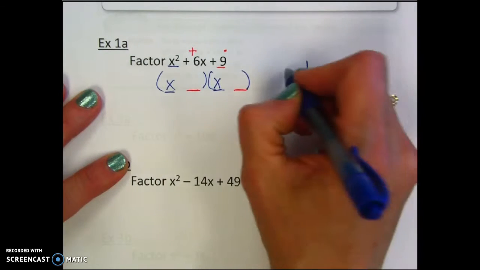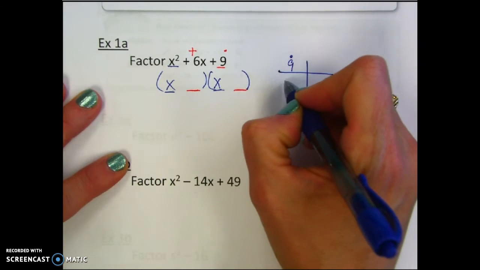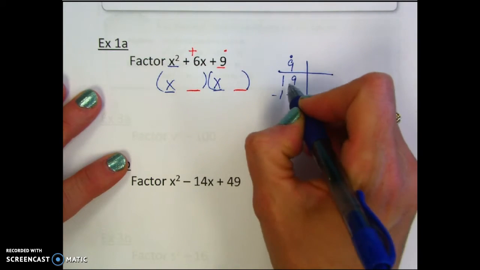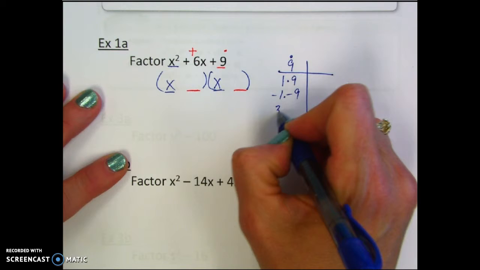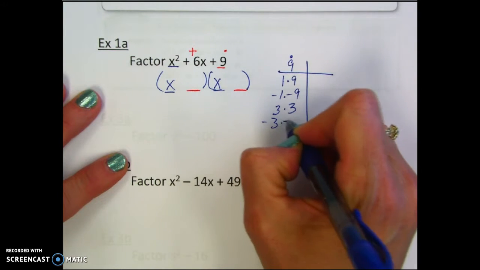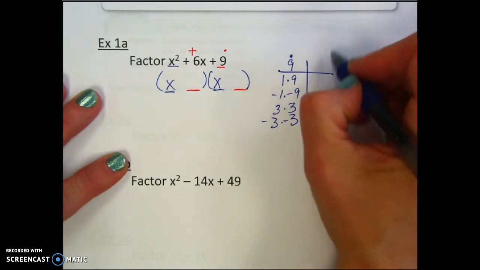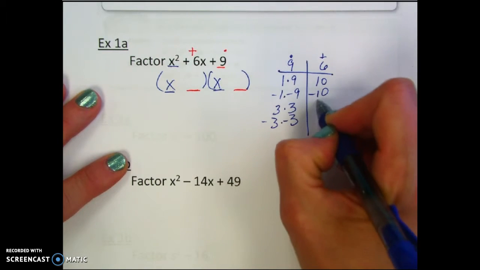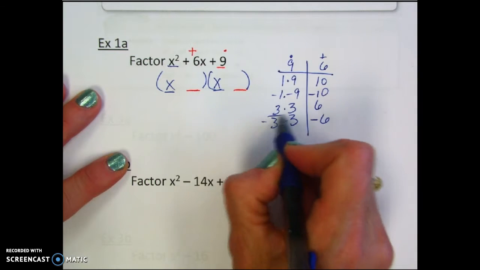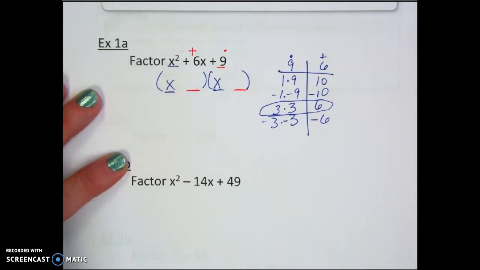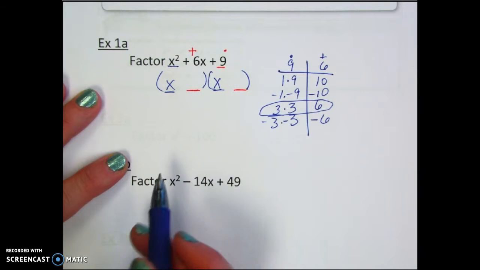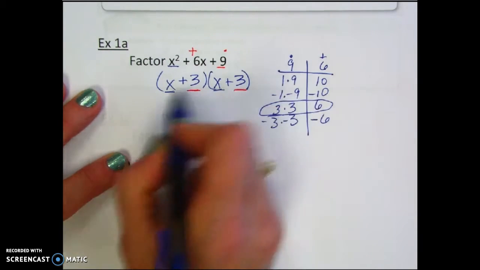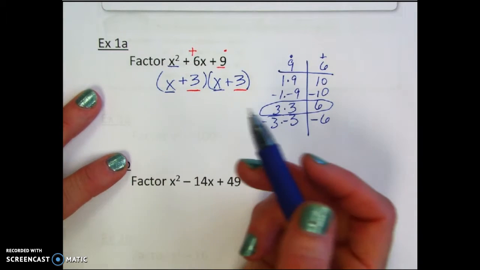So if we make a little table, combinations that multiply to 9 would be 1 times 9, negative 1 times negative 9, 3 times 3, negative 3 times negative 3, and I think that's it. Now we need combinations that add up to 6. Well, this adds up to 10 and negative 10. There's our 6. So this is the combination that we want. And it just so happens that whenever we figure out that combination, both of them happen to be the same thing. So x plus 3 times x plus 3.